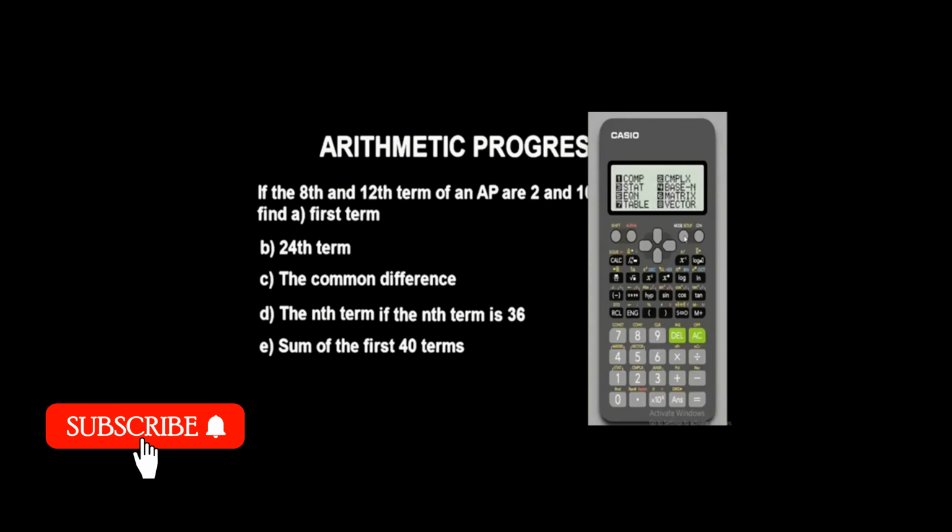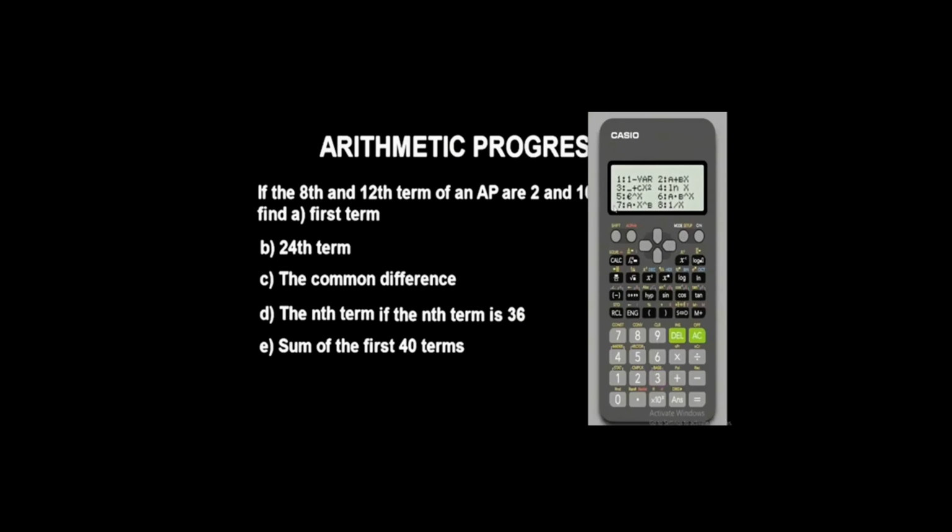So press this MODE button. You locate statistics, which is option 3. You press 3. Follow me, guys. Now when you get here, you're going to go for option 2. Option 2 here is specifically for arithmetic progression or sequence. So we are going to press 2 now. Alright, so when you get here, you're going to input the values for x and y.